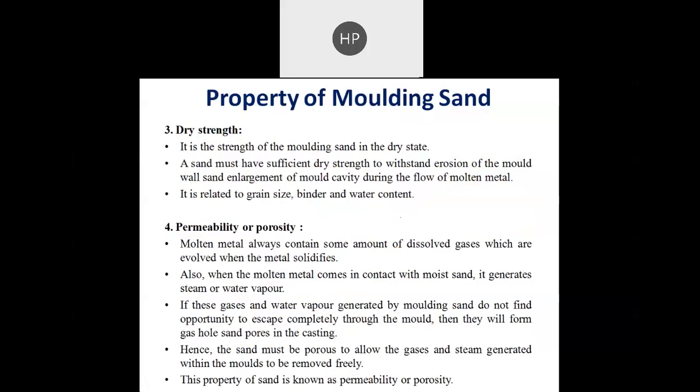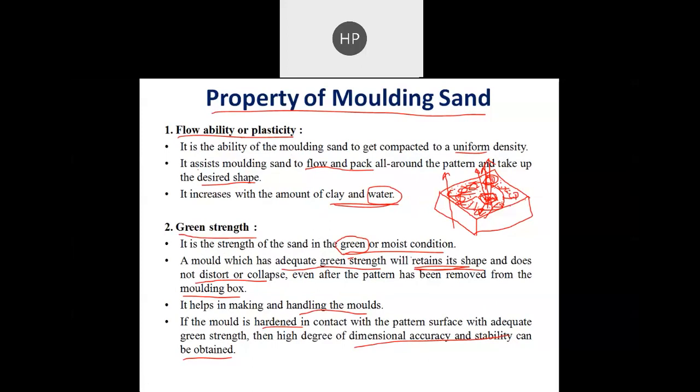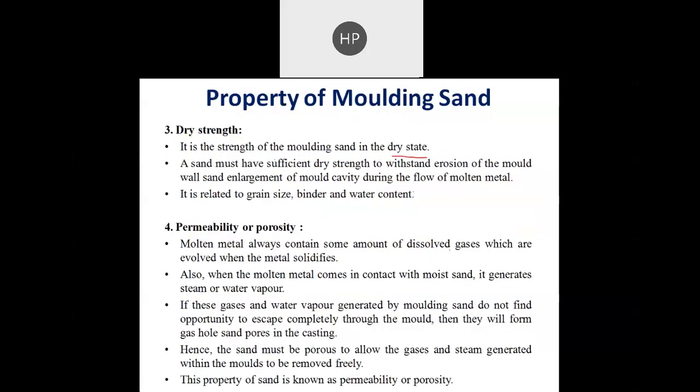Then dry strength. It is the strength of the molding sand in the dry state. Here it is in a moisturized condition. Here it is in a dry state. A sand must have sufficient dry strength to withstand erosion of the mold walls and enlargement of the mold cavity during the flow of molten metal.